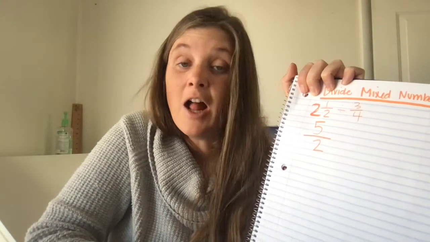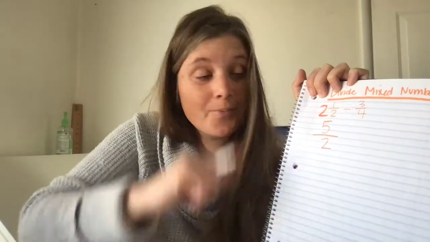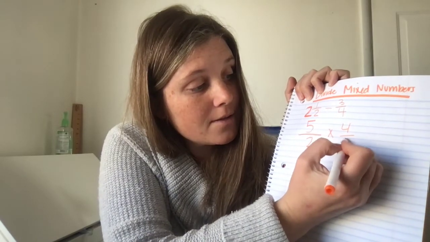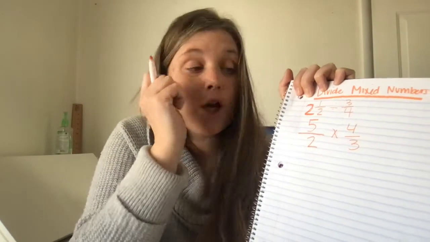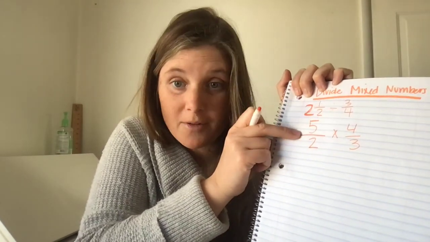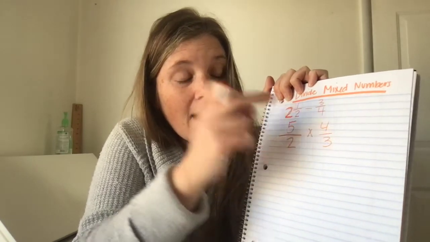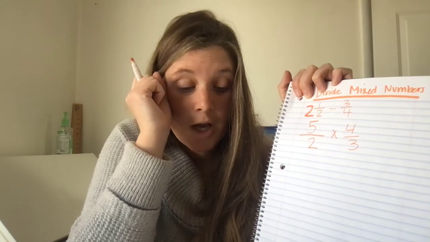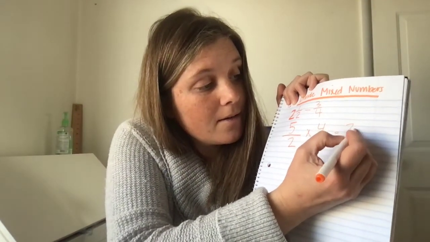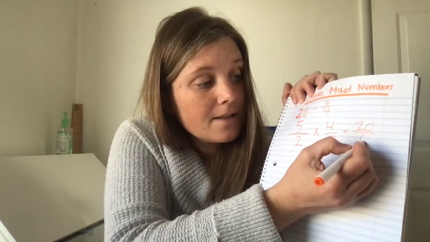Okay. Then you do the same thing. You multiply by the reciprocal, times 4/3. Okay, so we changed our mixed number into an improper fraction. Then we multiply by the reciprocal. So now we can go 5 times 4 equals 20. And 2 times 3 equals 6.